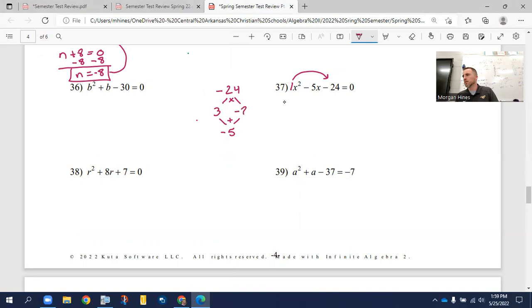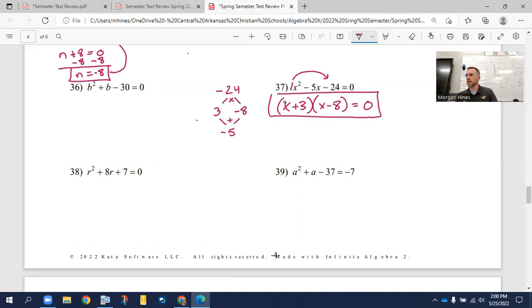So we have x plus 3 and x minus 8 equals 0. I forgot last time to say this, but you have to divide both of these by a to finish the factoring process. However, a is just 1, so it's not going to change anything about my factors. This is the factored form.